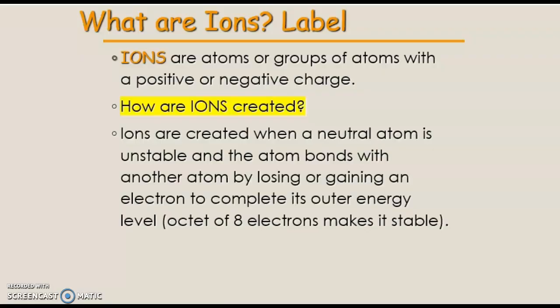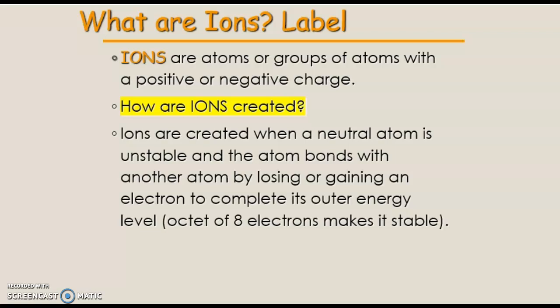So, ions are atoms or groups of atoms with a positive or negative charge. So they're no longer a neutral atom, they now have a positive or negative charge. How are ions created? Ions are created when a neutral atom is unstable. In other words, its outermost energy level is not full, its number of valence electrons is not 8. And so therefore it's unstable and it's going to bond with another atom.